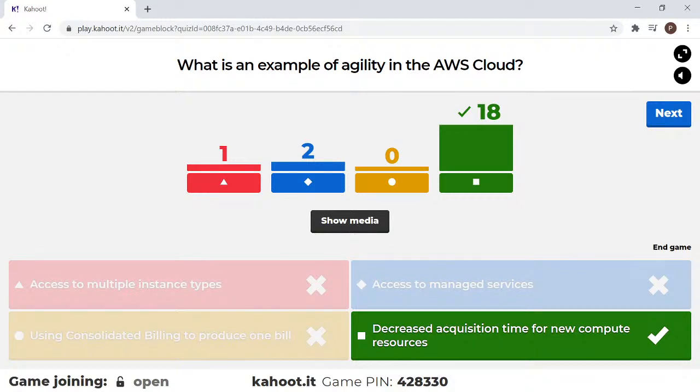Yeah, again, most of the people got it right. 80 people said decreased acquisition time for new compute resources. That's the example of agility. Access to multiple instance types is just more options. Access to managed services is again a feature that AWS provides, in which AWS manages it on the customer's behalf. Decreased acquisition time for new compute resources is the right answer.